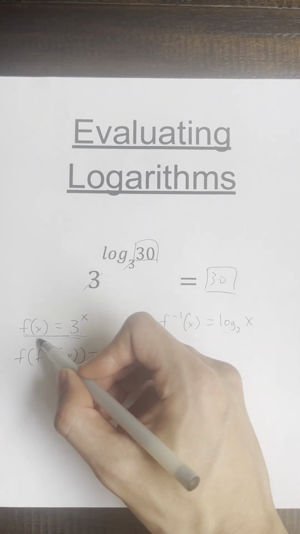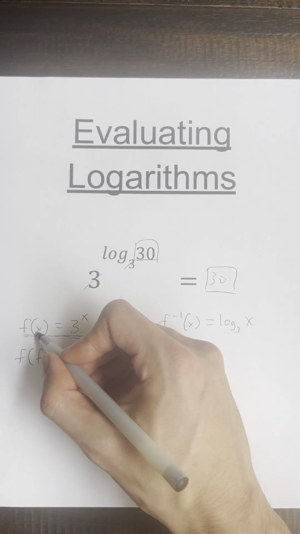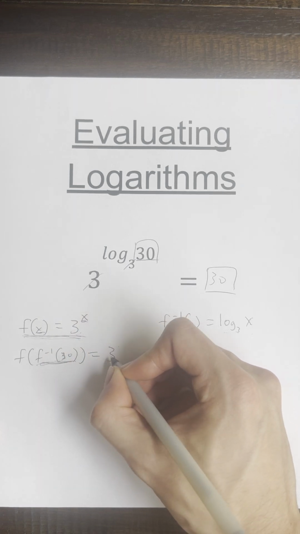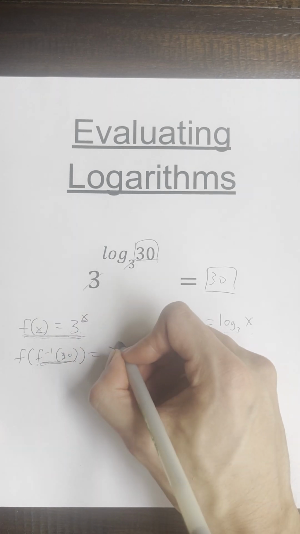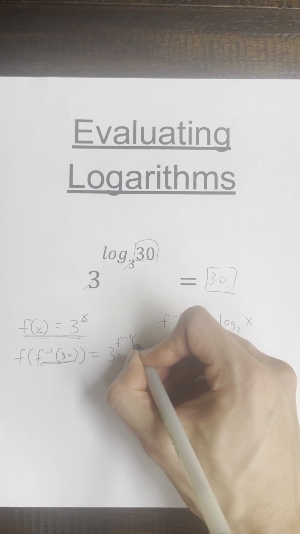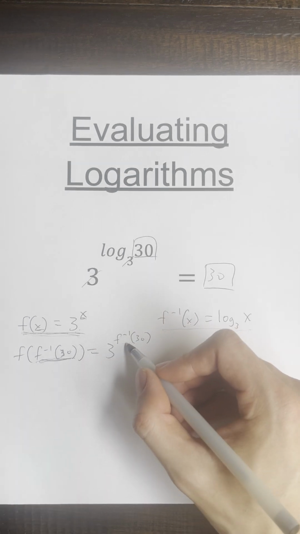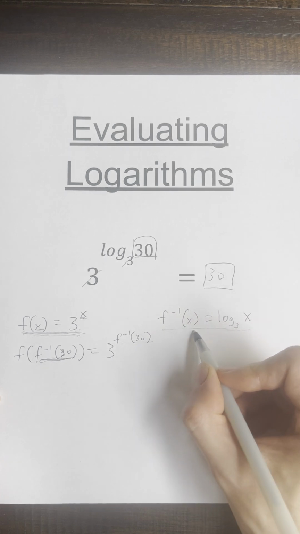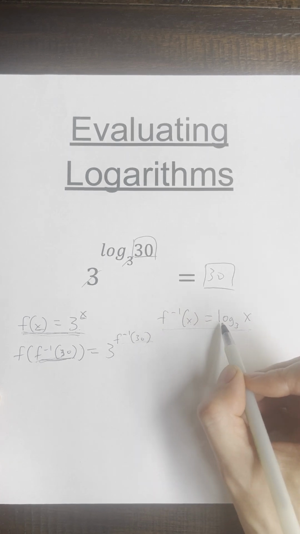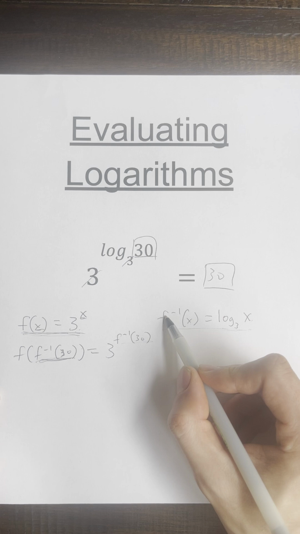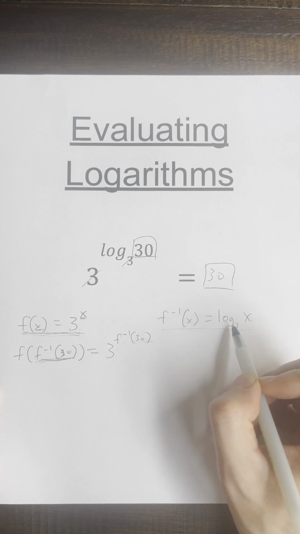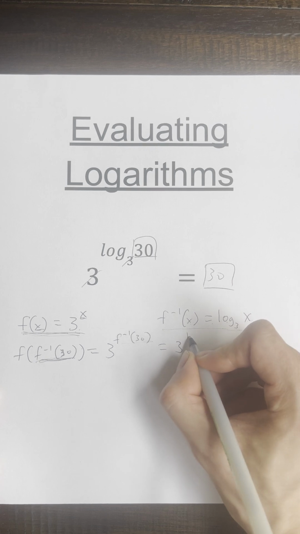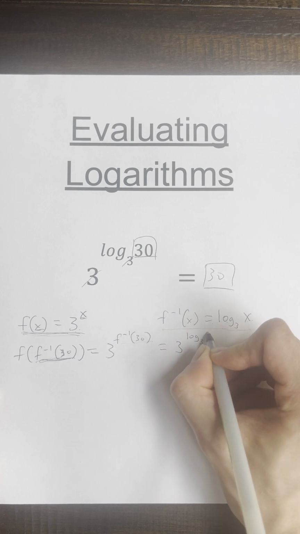So I'm going to use this equation, and I'm going to change the x's to this. So the right-hand side becomes 3 to the power of how much? 3 to the power of f inverse of 30. How do we simplify f inverse of 30? We can use this equation here. Since f inverse of x is equal to log base 3 of x, f inverse of 30 is going to be equal to log base 3 of 30. So let's go ahead and change that here. 3 to the power of log base 3 of 30.